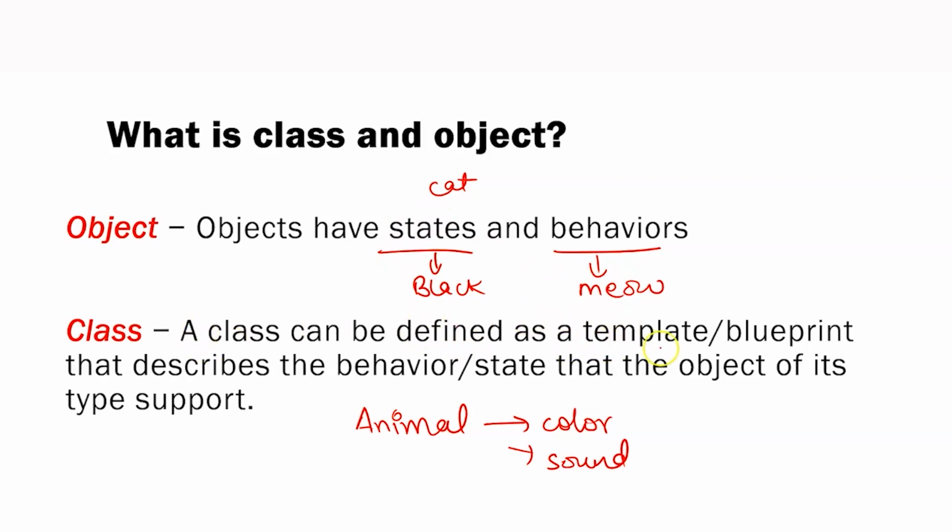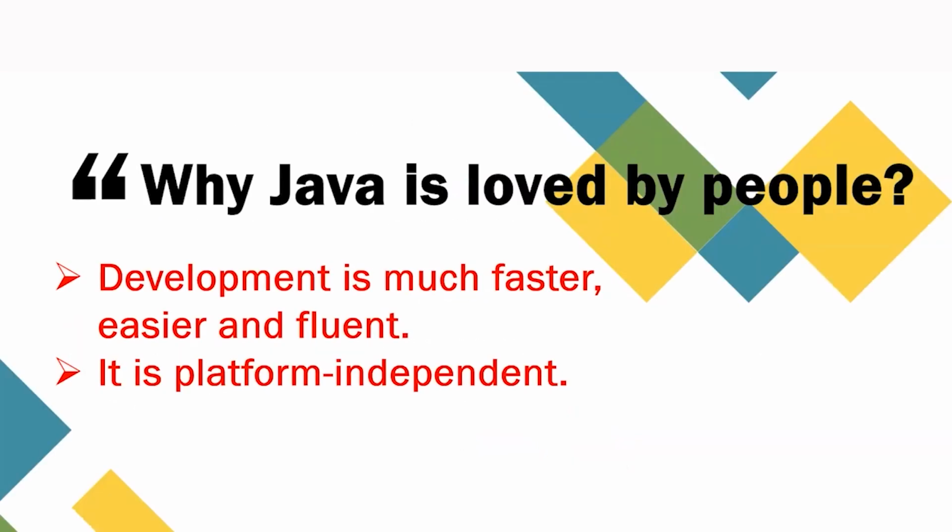A class can be defined as a template or blueprint that describes the behavior or state of the object that it supports. So this was the class animal, and then we had an object of type cat. This was a very basic example. In the upcoming videos, I will tell you many more examples, and we will have many more practical implementations of objects and classes. So please stay tuned to the upcoming videos.